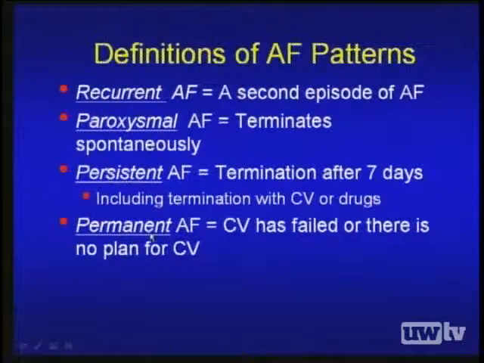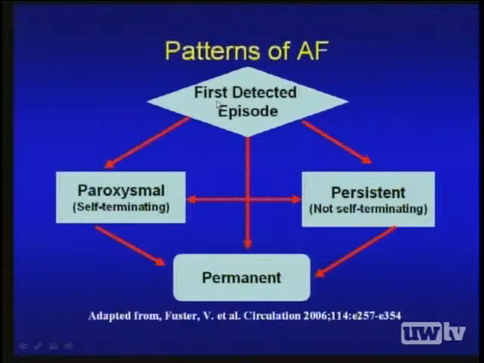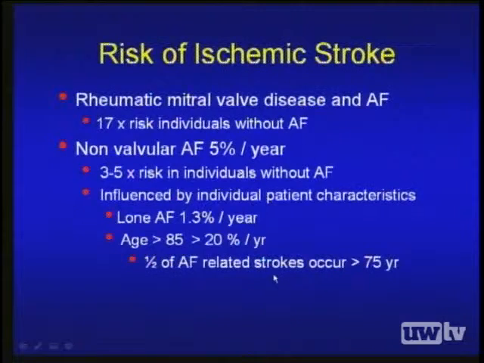The term permanent atrial fibrillation has replaced the term chronic atrial fibrillation and refers to all individuals who have had permanent atrial fibrillation following failed cardioversion or in those individuals in whom there's going to be no attempt to terminate atrial fibrillation. These patterns are not mutually exclusive, however. And in fact, patients can go back and forth after the first detected episode and are usually described by the most frequent presentation, be it either paroxysmal or persistent, and many patients ultimately develop permanent atrial fibrillation.